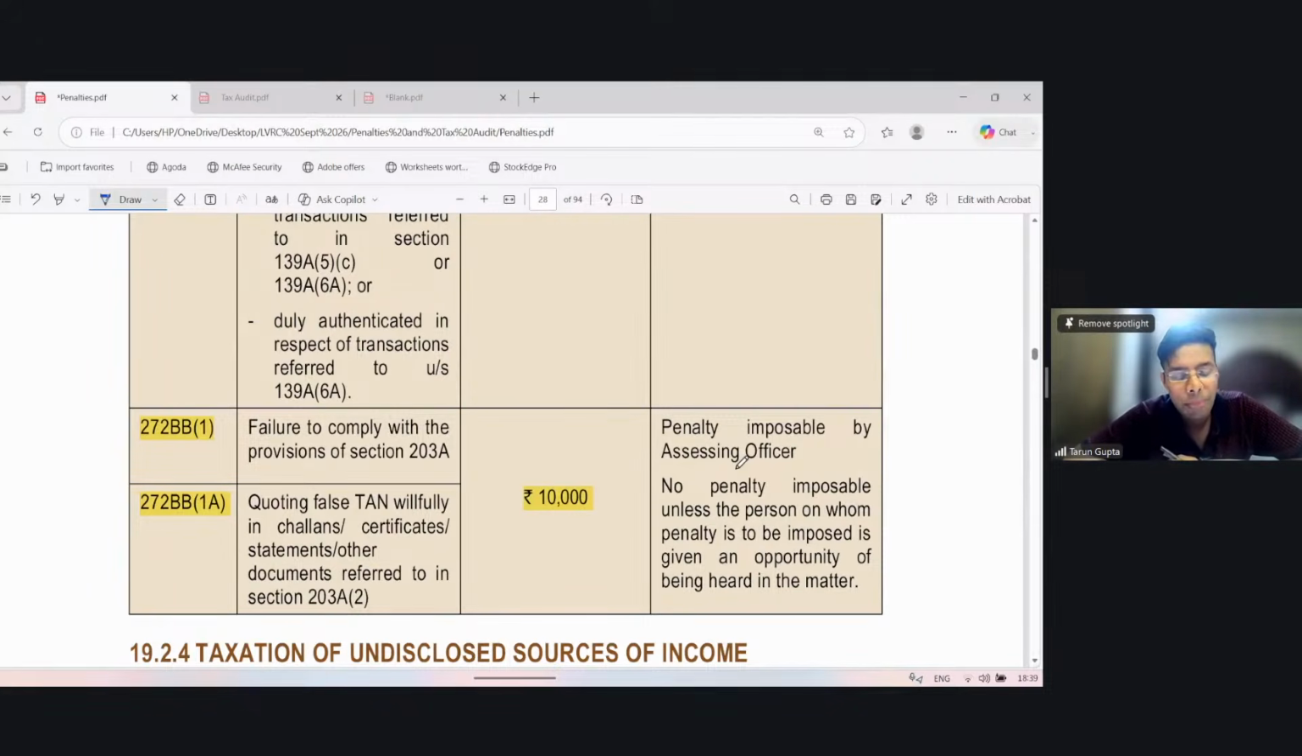272BB. If the assessee fails to comply with the provision of 203A regarding the TAN number, or fails to quote the TAN wherever it was required, then also there is a penalty of 10,000.